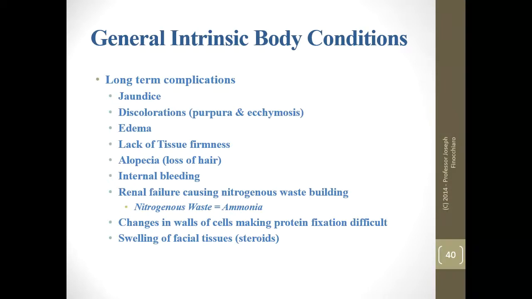So, long-term complications of big pharma: jaundice, discolorations, edema, lack of tissue firmness as a result of waste byproduct buildup in the tissues, alopecia or loss of hair. That would be something we would have to deal with from a restoration standpoint, perhaps, or even brittle skin. Internal bleeding, renal failure. Remember, nitrogenous waste equals ammonia. Ammonia and formaldehyde are very happy together.